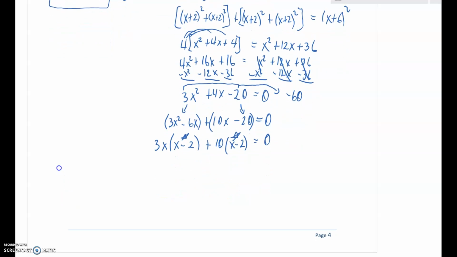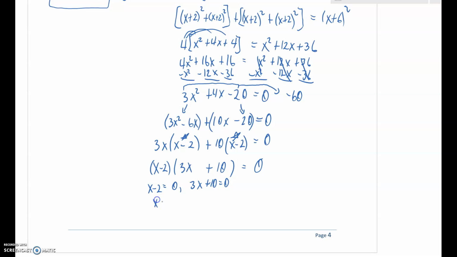Okay? So from here, I'm going to take an x minus 2 out of that first term. And when I take that out of this term right here, I'm left with a 3x. And when I take it out of the second term, I'm left with just a 10. Okay? So now I have this factored. And what we can do from here, once it's in factored form, is set the individual factors equal to 0, as we've done previously, and then solve for x.